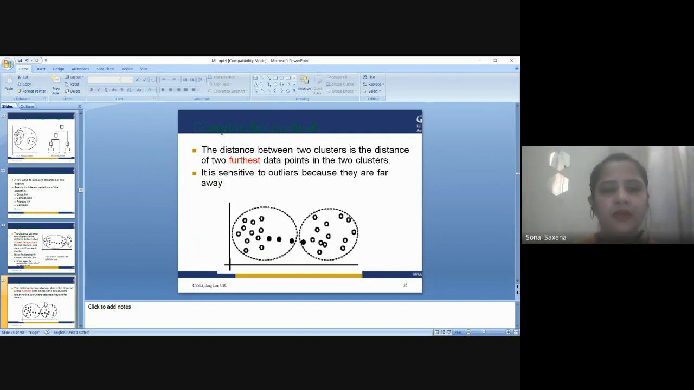Then the complete link method. What is the complete link method? The distance between the two clusters is the distance of the two farthest data points in the two clusters. So in the complete link method, instead of finding the nearest data points of two different clusters, we find the farthest data points in the two clusters. This is just the opposite of the single link method. But the demerit is that it is very sensitive to outliers because they are far away. As you can see here, they are very far away from each other, right? This is the point.